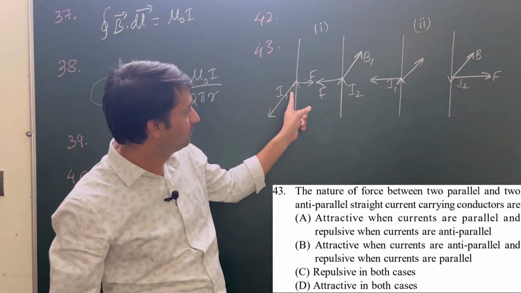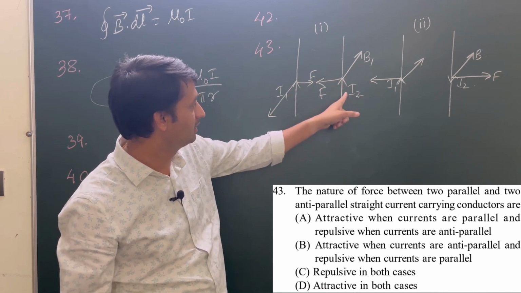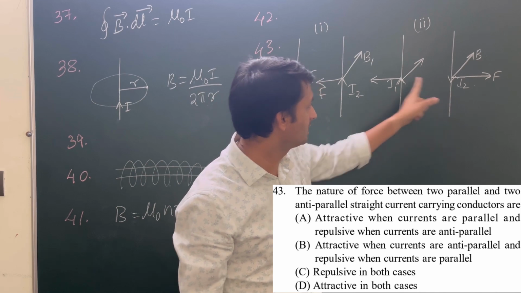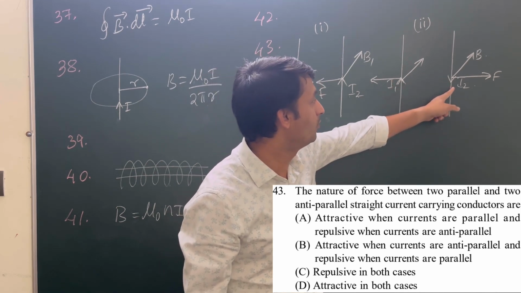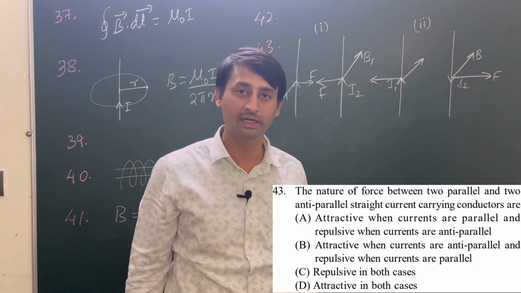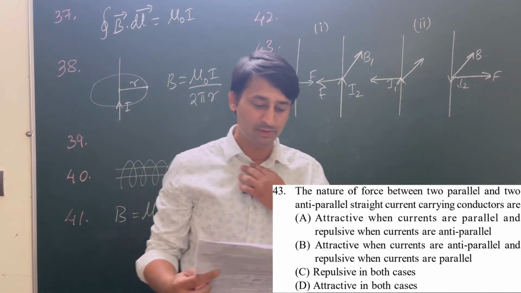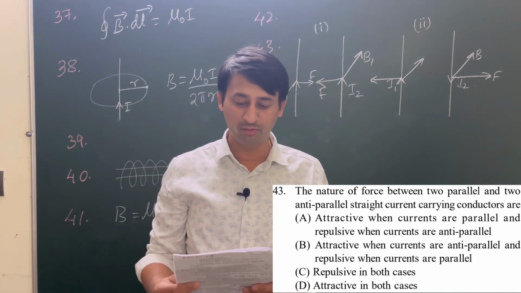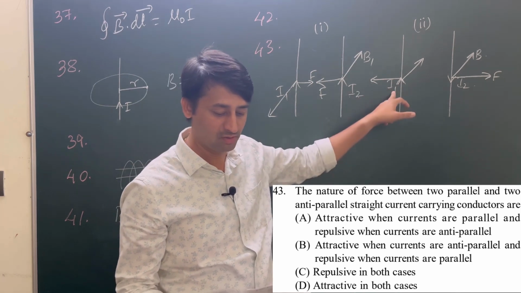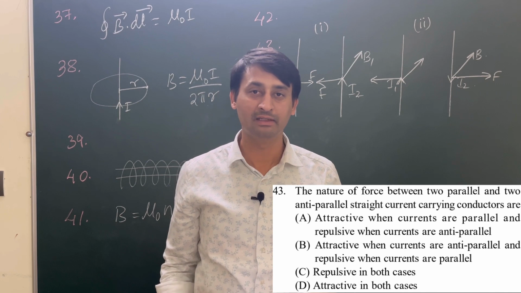When the currents in the two conductors are in the same direction, there is a force of attraction. When the currents in the conductors are in opposite directions, there is a force of repulsion between the two conductors. So which option is this? Option A: attractive when the currents are parallel, and repulsive when the currents are anti-parallel. Option A is the correct answer.